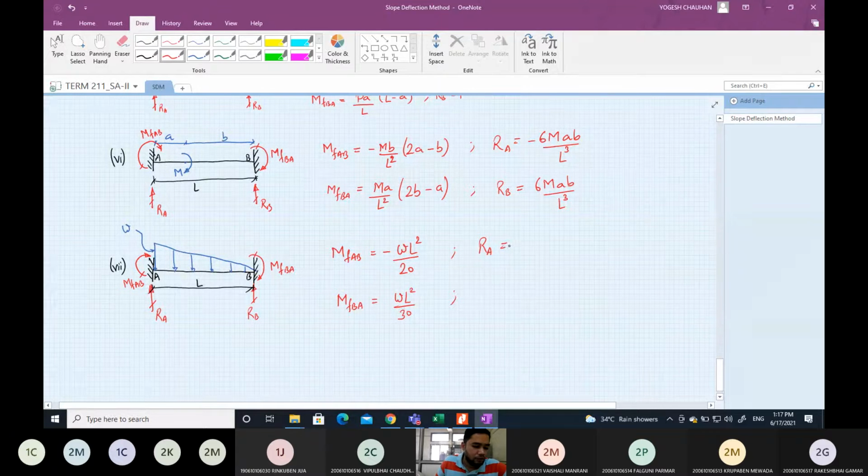Reaction at A would be 7 by 20 times WL, and reaction at B would be 3 by 20 WL. Note that here also the reactions would be different values for both sides because the load is not uniform.